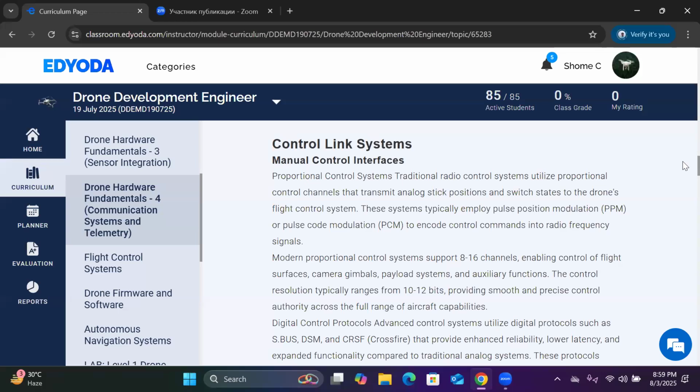Now, the proportional control systems can support 8 to 16 channels. They can enable control of flight surfaces, camera gimbals, payload systems, or auxiliary functions. The control resolution for any control link system typically ranges from 10 bit to 12 bit usually, but it can extend to 16 bit or 18 bits also. It depends on the requirement, providing smooth and precise control authority across the full range of the aircraft capabilities.